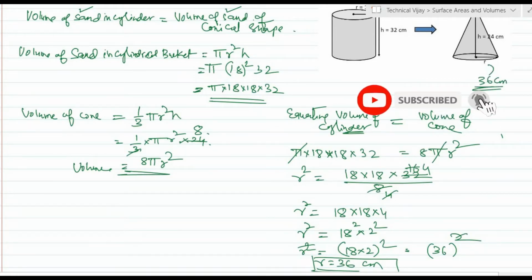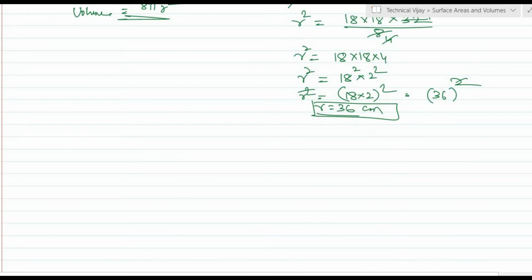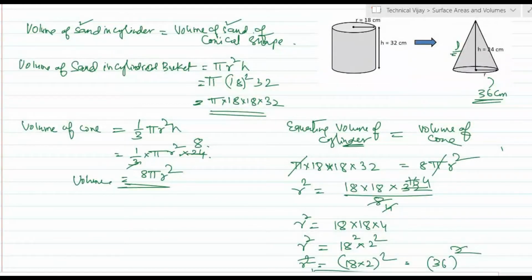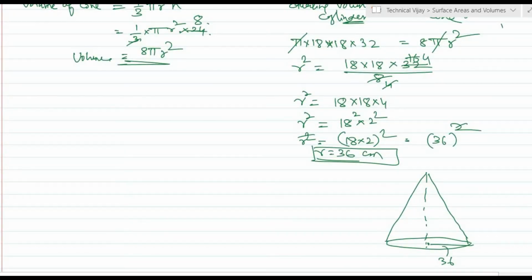Now we have to calculate one more thing, that is the slant height. For that we'll consider this conical shape. The heap of sand is like this, a conical shape. So r is equal to 36 we got. The height is already given, height is equal to 24. This is 24 and this is 36. So this slant height we have to calculate.